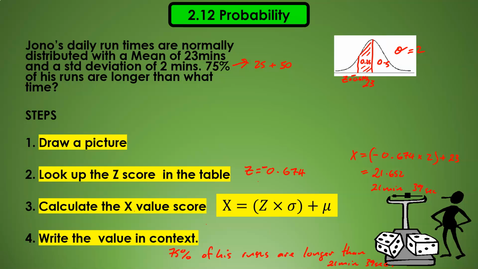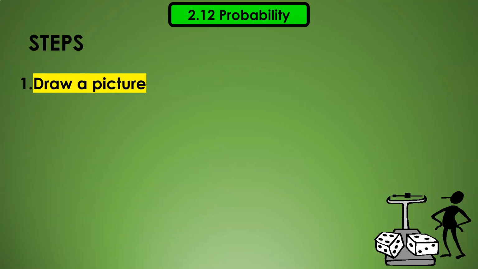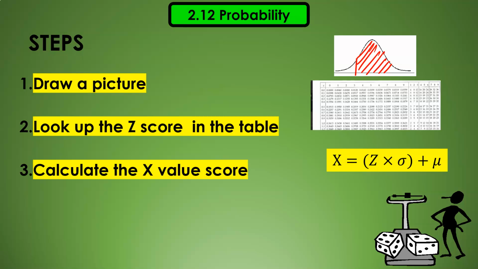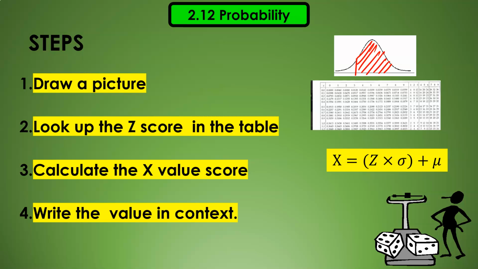Obviously, inverse normal problems aren't related to time all the time. I know in our two examples that we've done over the last couple of lessons, it has been time, but the process is always the same. So always draw the picture. In this case, we're drawing the area above a negative Z value. Look up the probability in the table. Calculate your X value from that, and always write your answer in context.